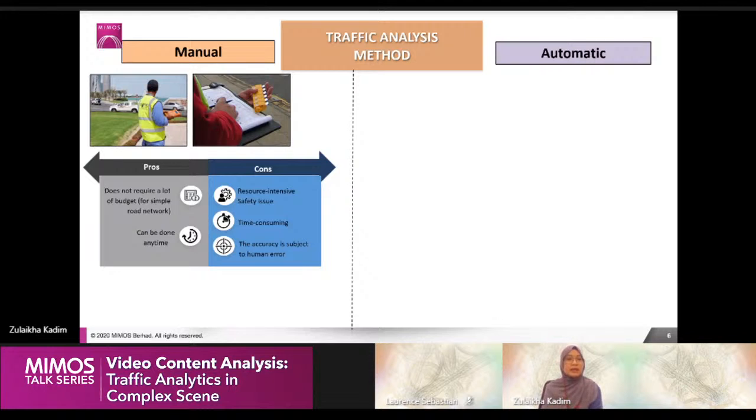Another thing is that it is time consuming because the person cannot leave the scene while the survey is being done. And the accuracy is also subject to human error. This is very, very true, because when we use humans, we are constrained by our limitations. For example, we will feel tired, we will feel bored, and so on. So it will eventually affect the accuracy of the manual counting.